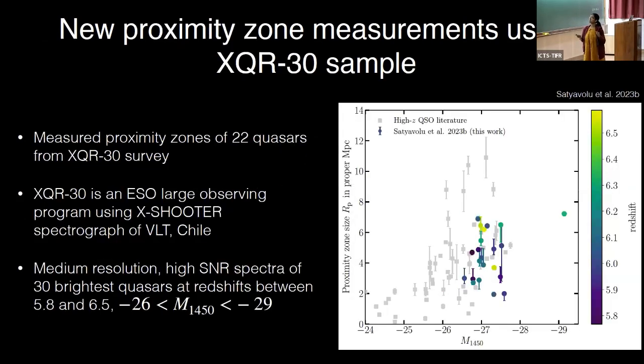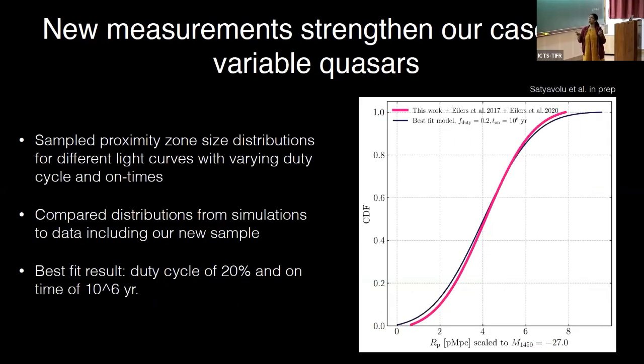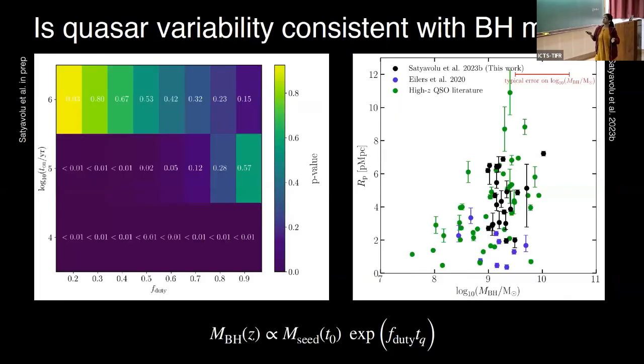Our measurements are also in the same redshift range, from 5.8 to 6.5, and we found that they're consistent with previous observations. They've strengthened our case for variable quasars when compared to the distributions from our simulations.